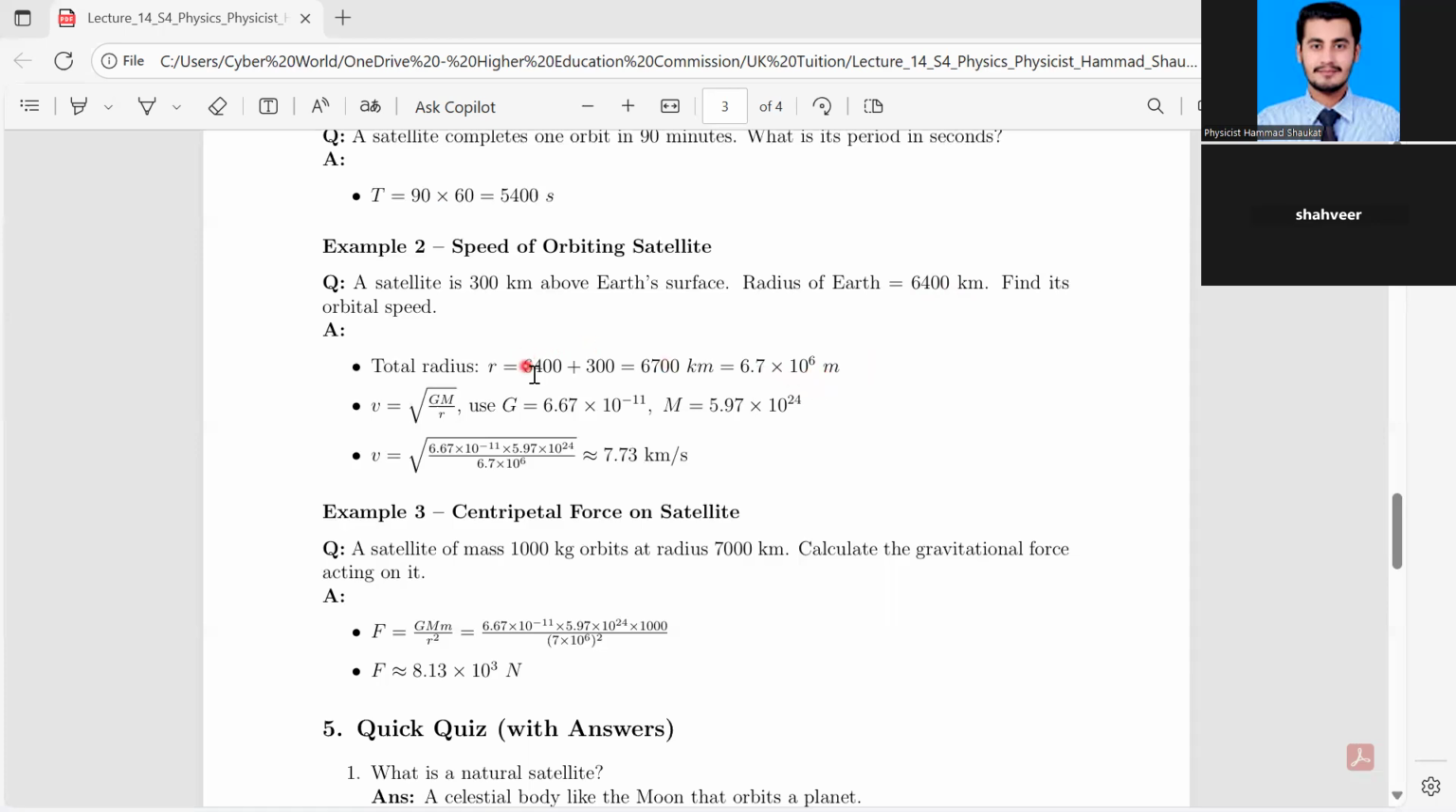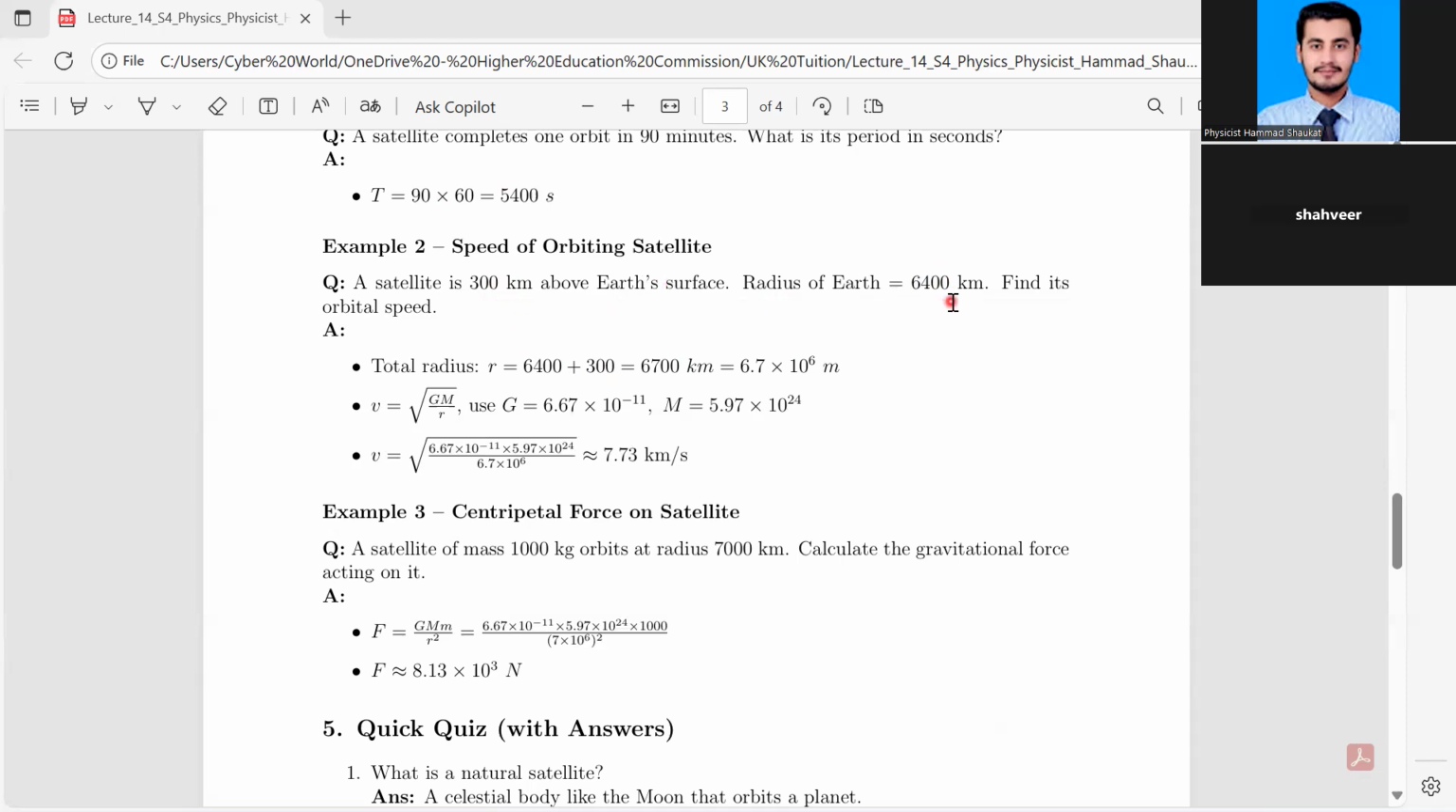But here you can see what we do. A satellite is 300 kilometers above the Earth. If the satellite is 300 kilometers above, what is the total distance between that satellite and the center of the Earth? First, you have to take the radius of the Earth, which is this. And your satellite is again more away from the Earth, which is 300 more kilometers. So what you have to do is find the total radius.